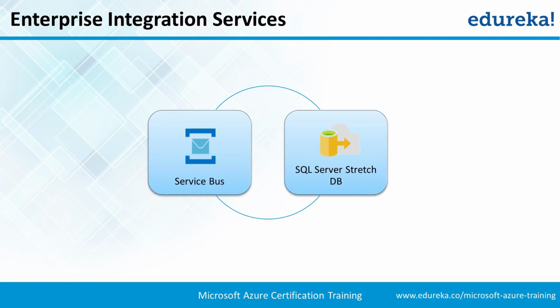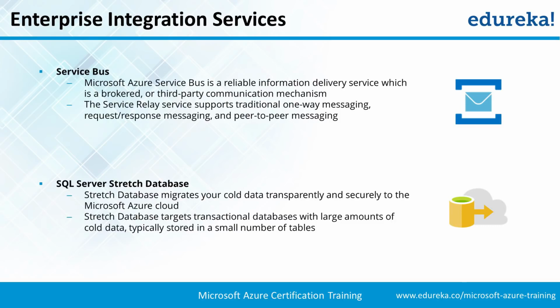Then you talk about the enterprise integration services. In this, we talk about two things. One is my Service Bus and the other one is my SQL Server Stretch database. Service Bus talks about the Azure Service Bus, which is a reliable information delivery service, kind of a broker for the third-party communication which happens with Azure, right? And the other one is my SQL Server Stretch database. Stretch database migrates your cold data transparently and securely to the Microsoft Azure data center. Now it depends whether you want to use it or not.